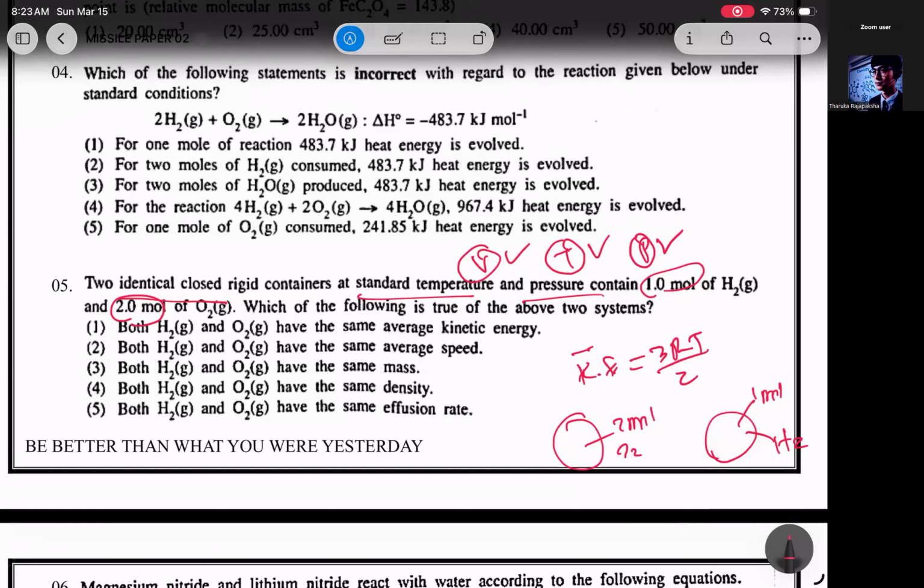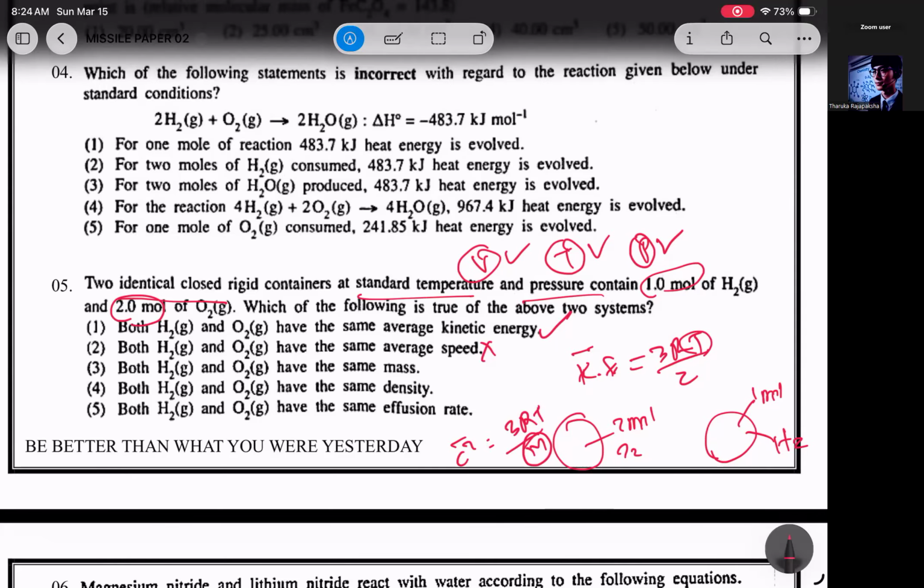So it only depends on the temperature. They are told that the temperature is the same. So of course the average kinetic energy should be the same. So that statement is correct. Both H2 gas and O2 gas have the same average speed. Now that is wrong because mean square speed is 3RT over M, because it depends on the molar mass. When the compound changes, the mean square speed changes. So that statement is wrong.